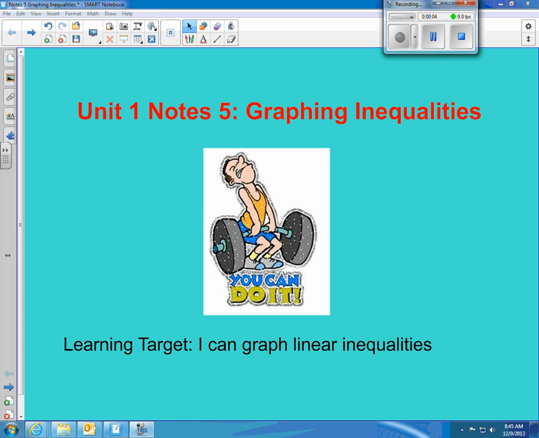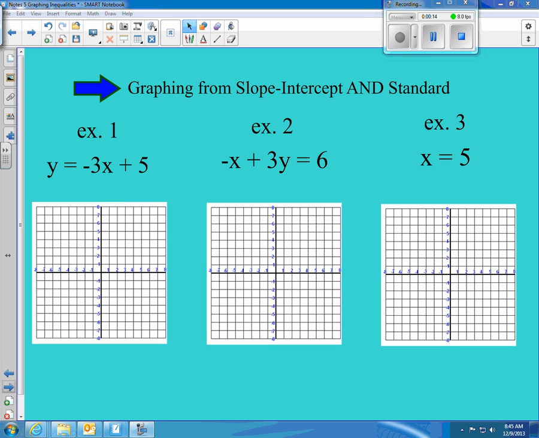Mrs. Matheson here. We're going to talk about Unit 1, Notes 5 today on graphing inequalities. So our learning target today is I can graph linear inequalities. Alright, so let's start by revisiting graphing some things in slope-intercept and standard form before we move into our inequalities.